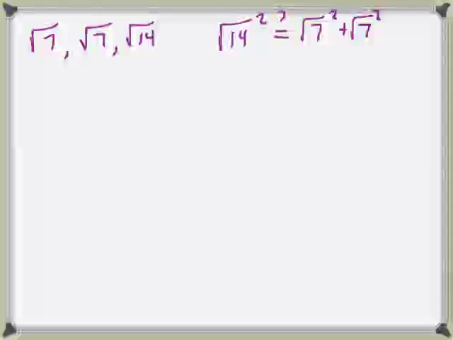What is the square root of 14 squared? 14. We talked about yesterday how those cancel each other and leave us just what's inside. Same thing on the other ones. And this is a true statement. So what kind of a triangle is it? A right triangle.